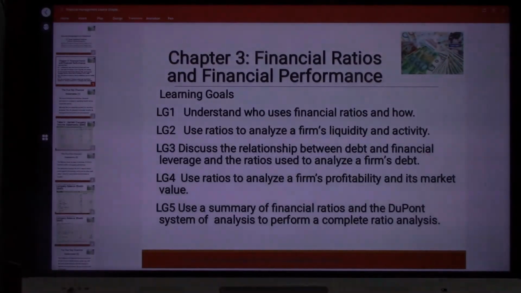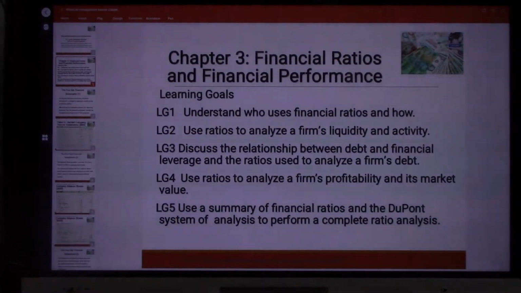By the end of this chapter, we are seeking to achieve the following goals and objectives. Number 1 is to understand who uses financial ratios and why. 2, use ratios to analyze a firm's liquidity and activity. Number 3, discuss the relationship between debt and financial leverage and the ratios used to analyze a firm's debt.